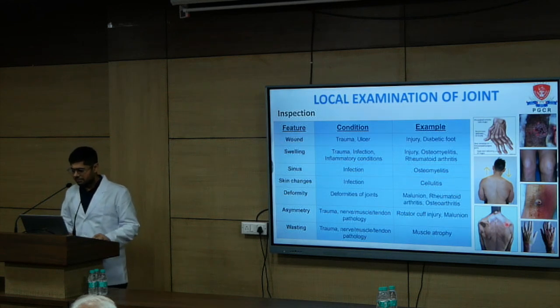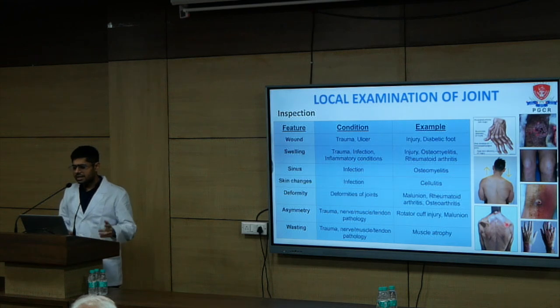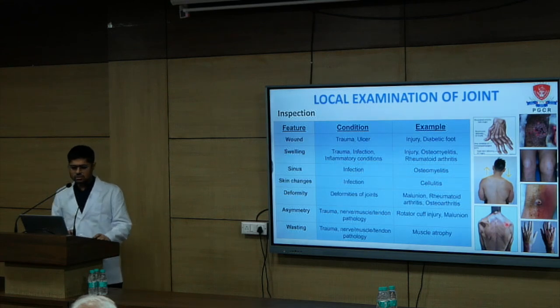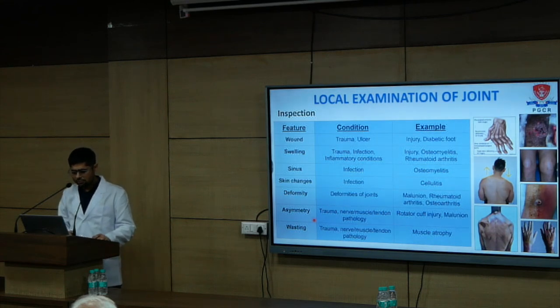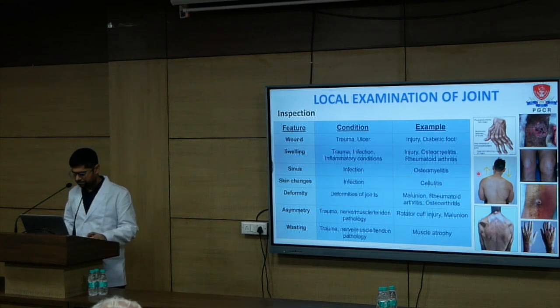Further in inspection, we should look for certain features like wounds, swelling, sinus, skin changes, deformity, asymmetry and wasting. For example, presence of sinus can be an indication of infection, which can give us an idea about osteomyelitis. Presence of deformity, asymmetry or wasting can give us idea about the chronic joint pathologies or trauma.